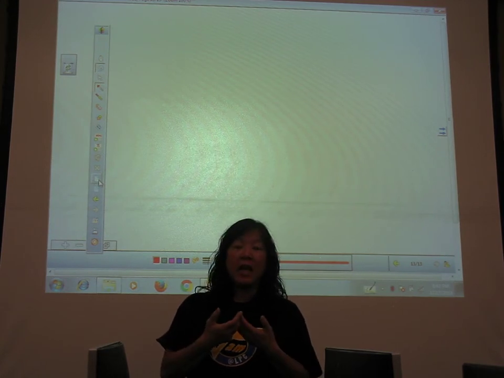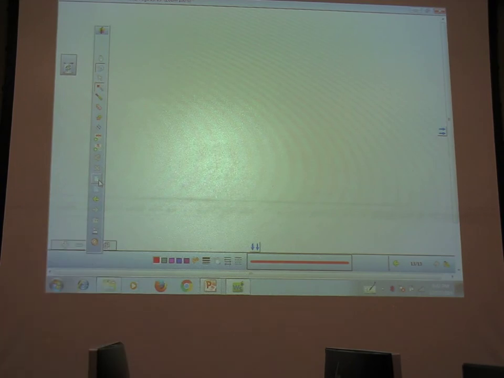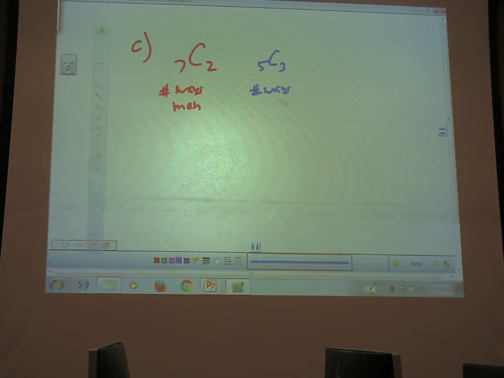You guys see? And we multiply. So, like Amber said, it's 7 choose 2 men. This is men, so this is the number of ways for the men. And then we have 5 choose 3. That's the number of ways of picking women. And I have to have both of them, 2 men and 3 women. So we multiply those.